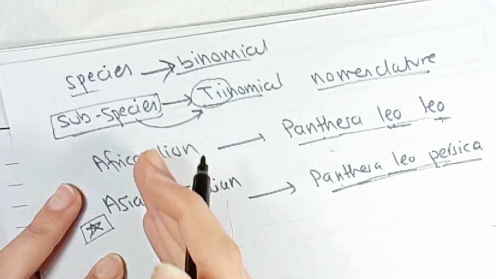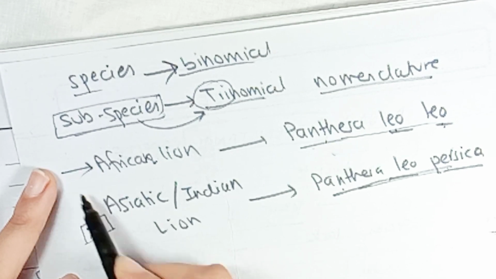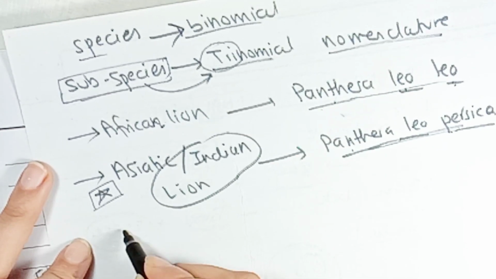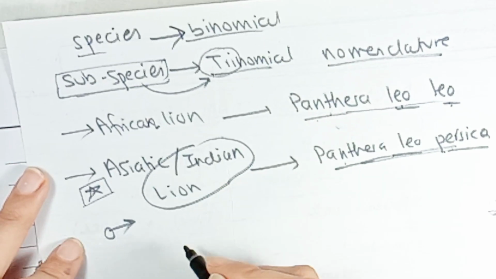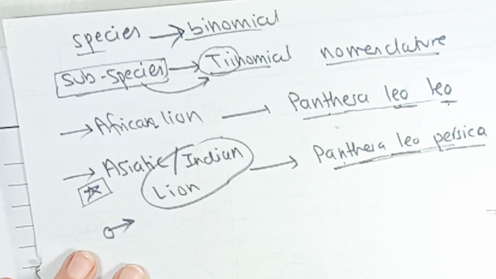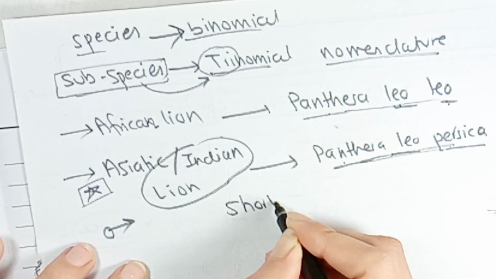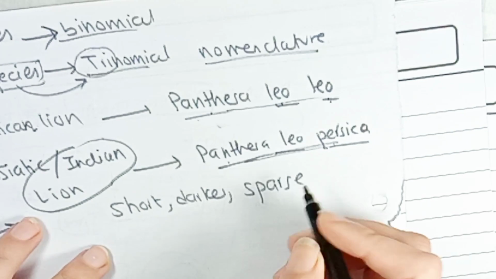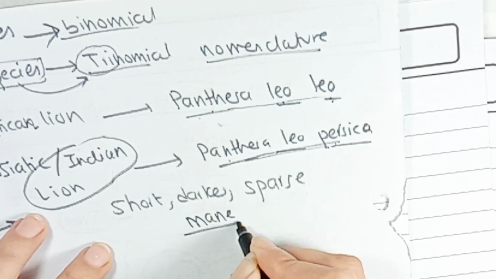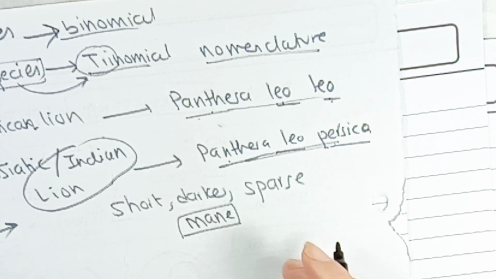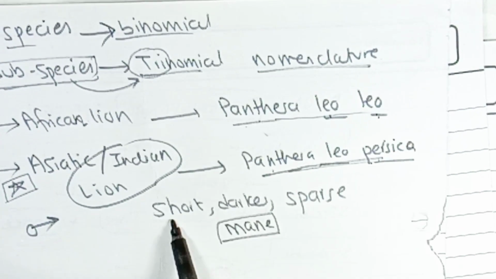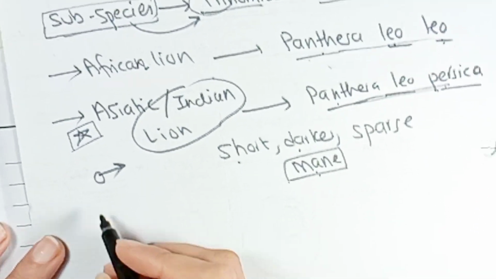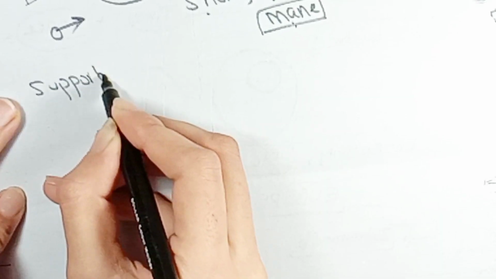Now, how are both of these different from each other, how are both of these subspecies of the lion? The male of the Indian or Asiatic lion has a short, darker and sparse mane, meaning little. Now the mane is the hair around the neck of the lion. So the male of the Asiatic lion has a shorter, darker and sparser mane than that of the African lion. So here is another supporting fact, a fact that supports the subspecies concept.